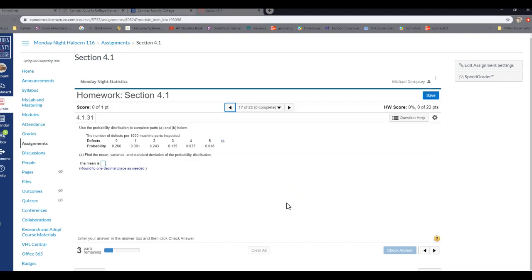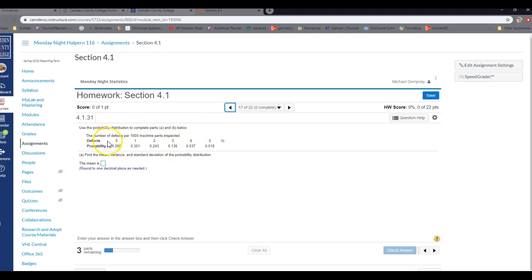Okay, so I'm going to post a couple of videos this week, some calculator-specific stuff that I think will be really helpful. One of them is going to come right from our homework. This is number 17 in section 4.1, also 4.131. But use the probability distribution to complete the parts below.